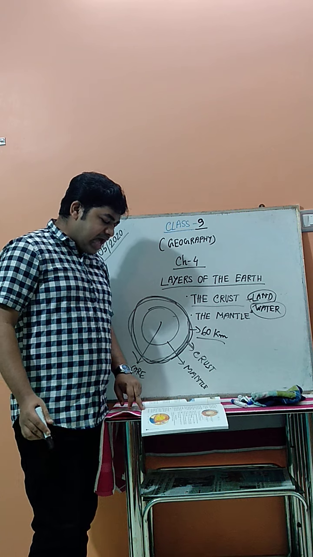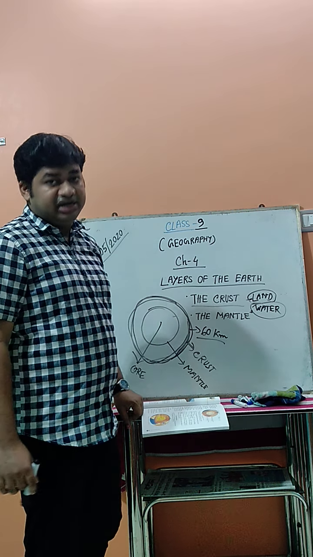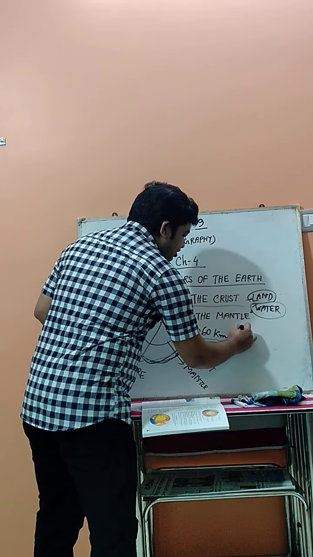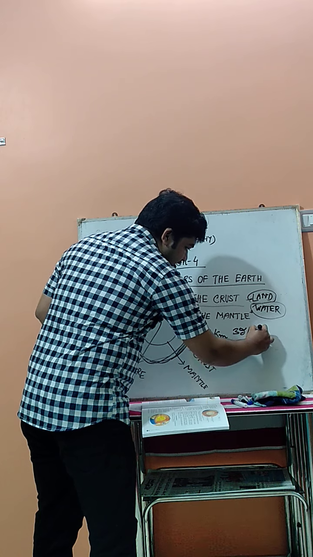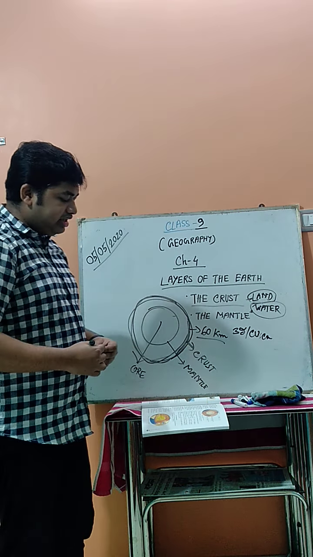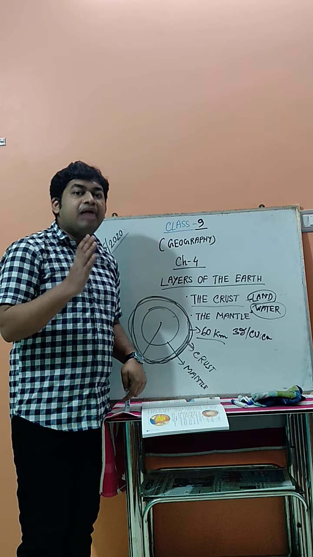Now see the next point: the average density of the crust is less than 3 gram per cubic centimeter. The average density of the crust is 3 gram per cubic centimeter. Okay, and the next point is that the main elements of the crust are silica, aluminium, and magnesium.